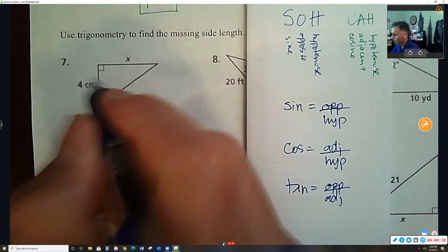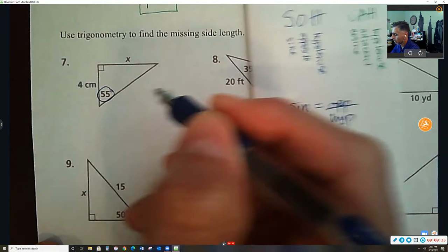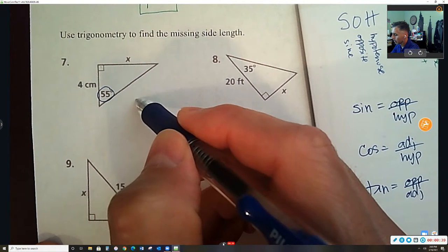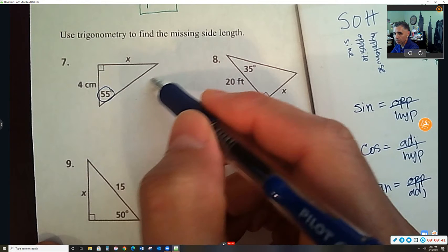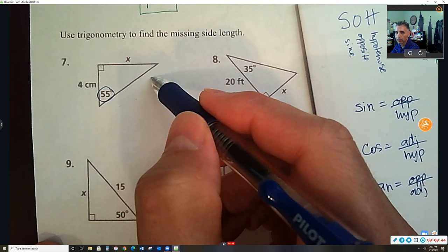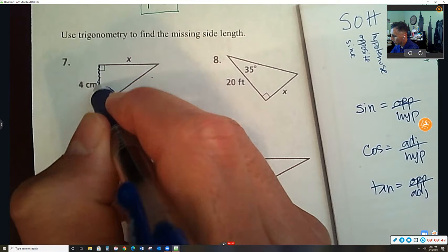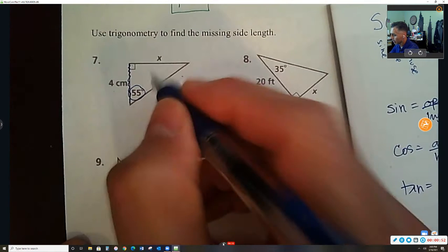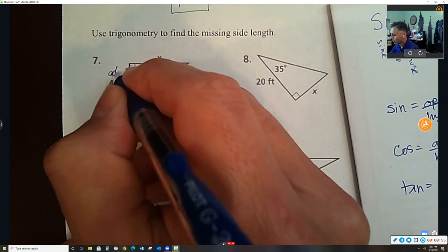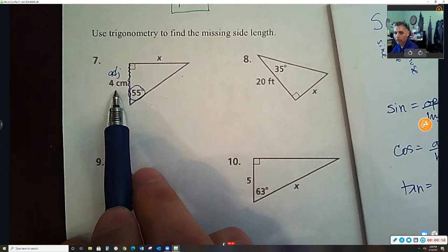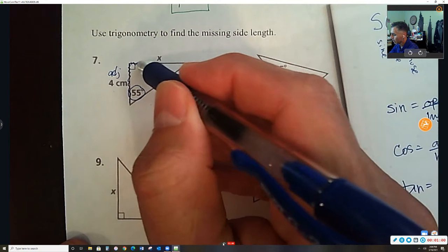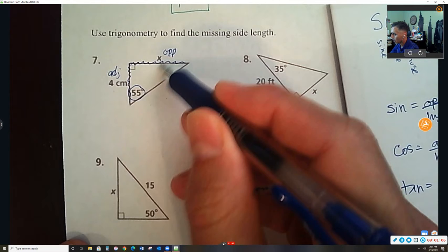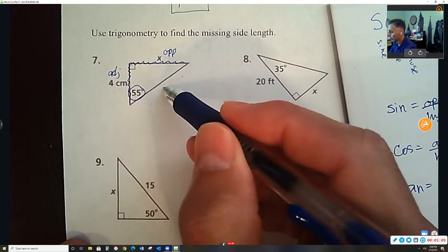Okay, so let's look at number 7. First, identify what angle we have. We have this 55-degree angle. Now, if we look at this, the side across the 90-degree angle is the hypotenuse. I don't need to identify the hypotenuse because there's no value there. But this side here is 4 centimeters, and it's next to 55 degrees. Because it's next to that angle, I know that's the adjacent side, or the adjacent leg. And then this other leg is going to be the opposite leg because it's across the 55-degree angle. And again, this one has to be the hypotenuse.